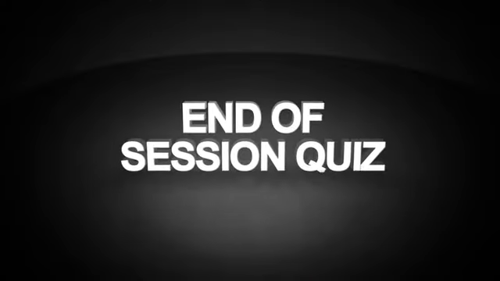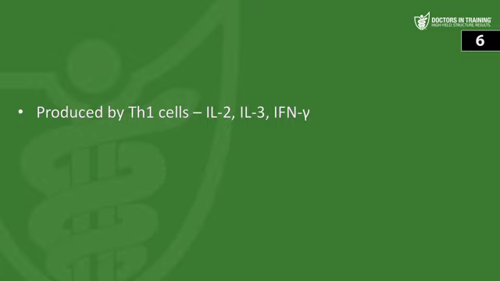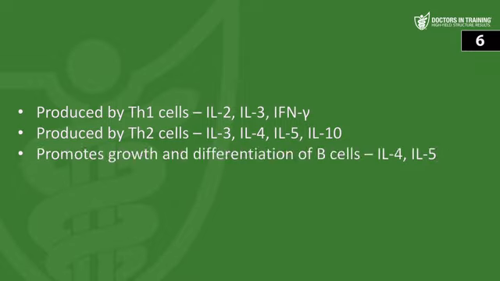So now it's time for the end of session quiz. So pause the video and answer those questions, then we'll go over the answers together. First question, what cytokines match each of the following statements? So produced by T helper 1 cells is IL-2, IL-3, and interferon gamma. Produced by T helper 2 cells is IL-3, IL-4, IL-5, and IL-10. Promotes growth and differentiation of B cells is IL-4 and IL-5.